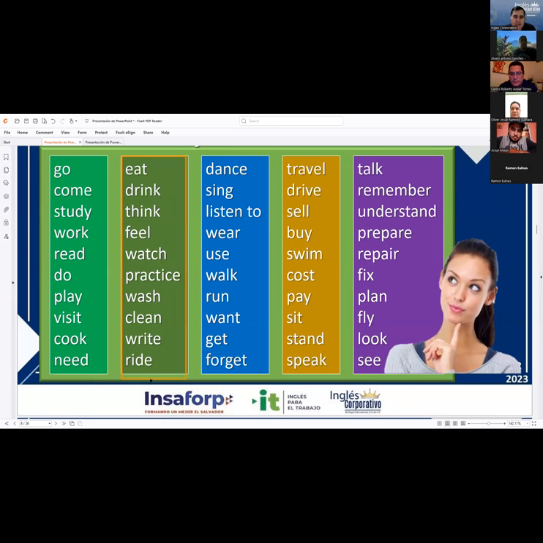Okay, another volunteer to read the next one. Eat, drink, think, feel, watch, practice, wash, clean, write. Excellent, very good, nice. Who wants to read the next one? Dance, sing, listen, wear, forget. Okay. Thank you very much, Ramon.